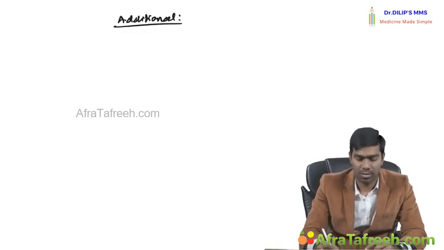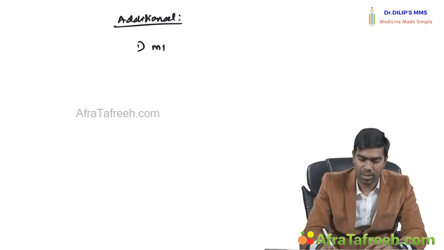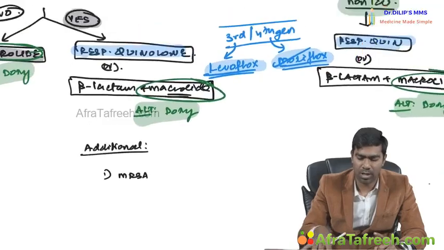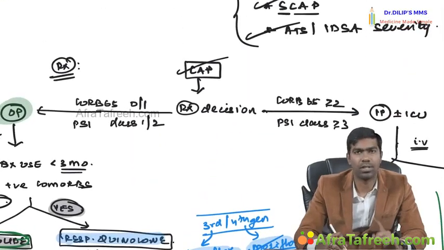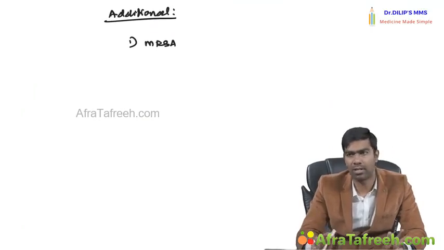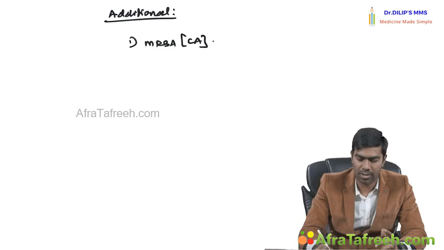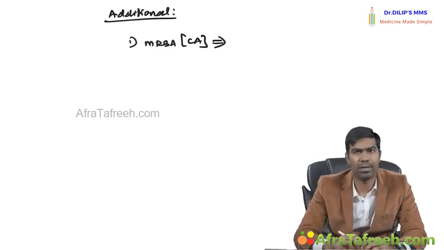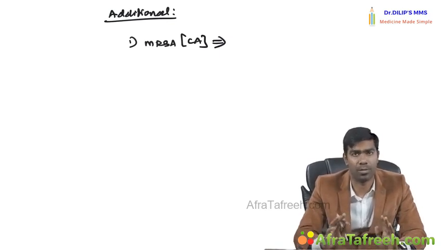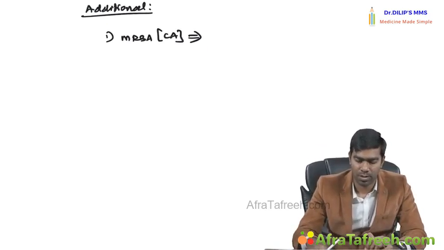For special organisms, the first special organism is MRSA. Remember, here we are dealing with community acquired pneumonia. It's not a hospital acquired pneumonia, which means the MRSA concern should be community acquired MRSA. Very, very important: it's not hospital acquired MRSA, it's community acquired MRSA, because we are dealing with community acquired pneumonia. So what are the drugs you can use?